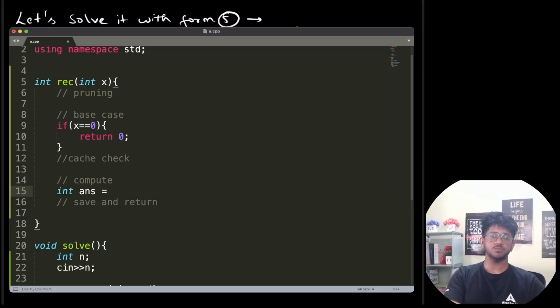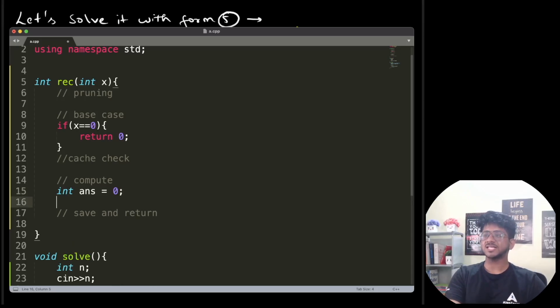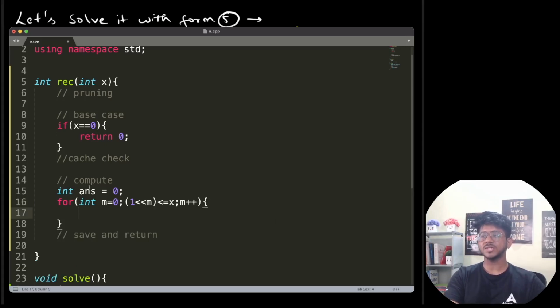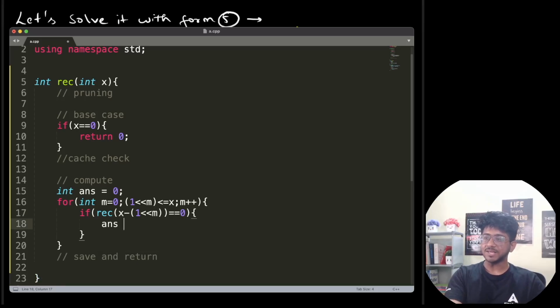Integer answer equal to 0, so we are going to assume that we are at a state where you cannot make a move, so the state is losing. For integer m equal to 0, while 2 to the power m, which is nothing but 1 shifted by m, is less than or equal to x, the number of chips that is there, m plus plus. We will keep increasing m, so we loop through all powers of 2. If recurrence of x minus 2 to the power m, that is, if you take 2 to the power m chips, you get to that state, and if any state that you can reach is losing, then my current state is winning.